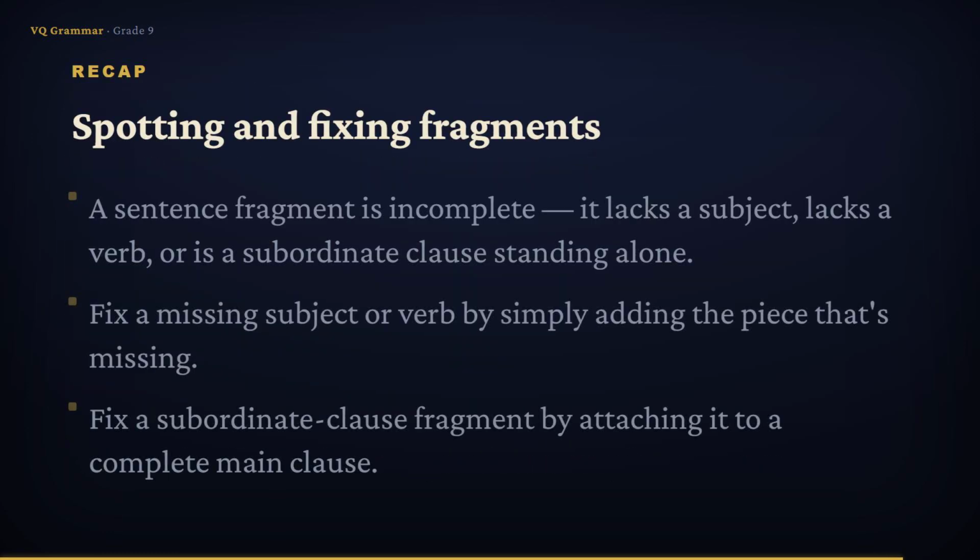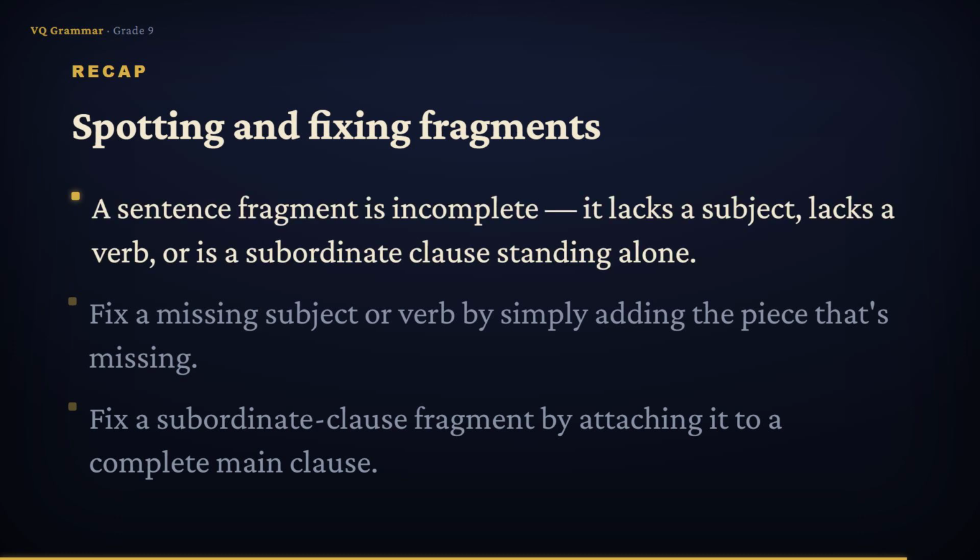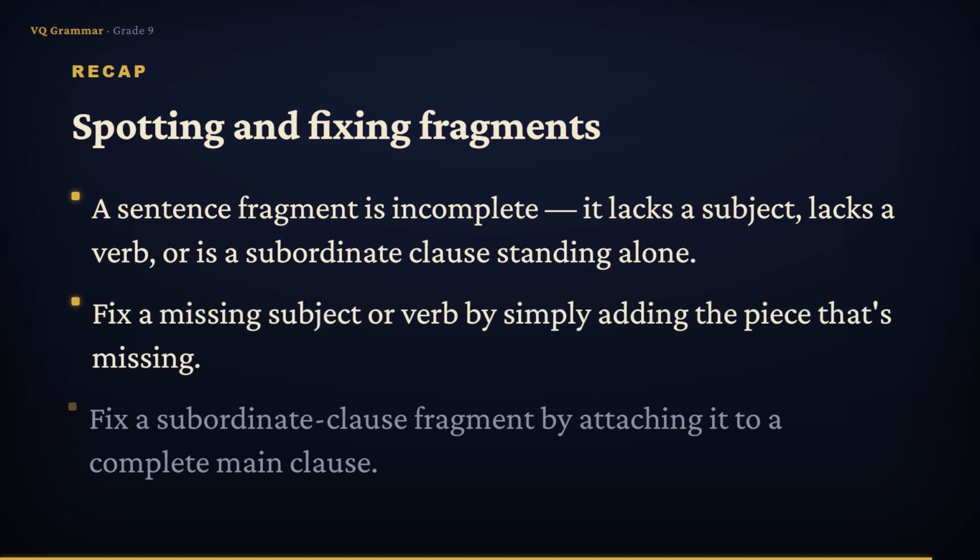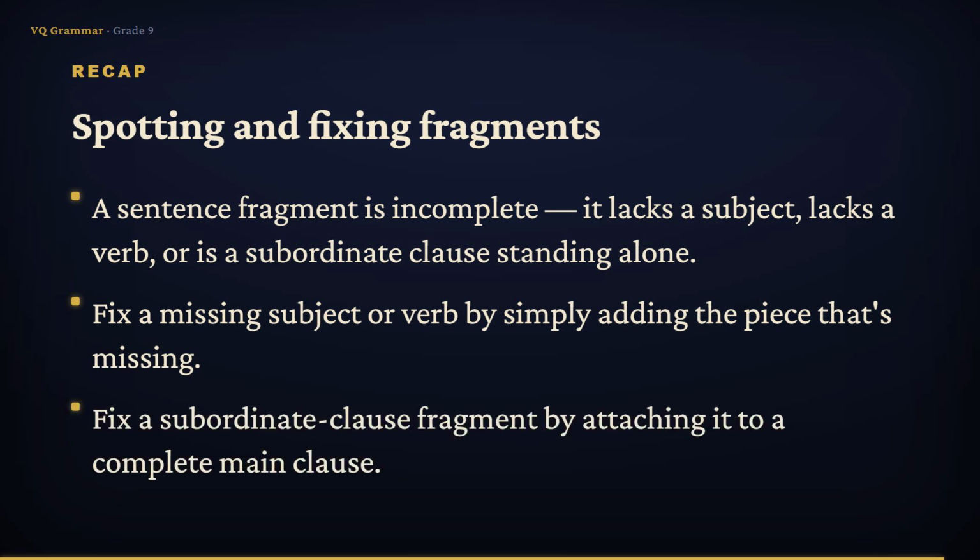Let's gather everything up. A sentence fragment is an incomplete sentence, and it comes up short in one of 3 ways. It lacks a subject, it lacks a verb, or it's a subordinate clause left standing all alone. When the subject or verb is missing, the fix is easy. You just add the piece that isn't there. And when it's a subordinate clause, you attach it to a complete main clause, so it finally has an idea to lean on. Run that quick 3-part check.